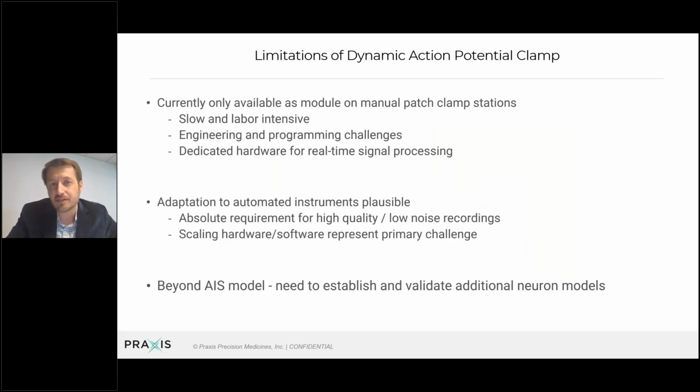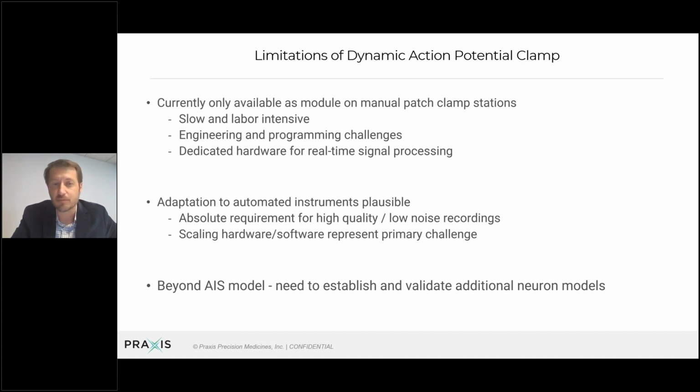So going back to dynamic action potential clamp, the Metrion folks have done a really nice job. Other groups are using this as a tool. There's some application on the patch liner that we're aware of, but it's currently, for our purposes, at the throughput we need, really only available on manual patch clamp stations for neuronal applications. That means it's slow, it's labor intensive. You need a high degree of technical expertise.